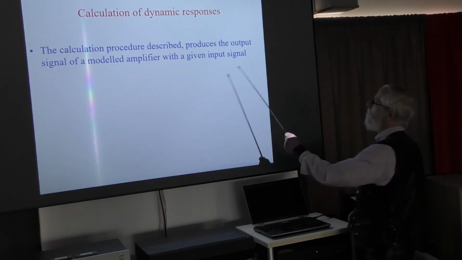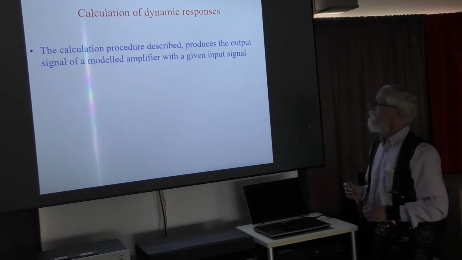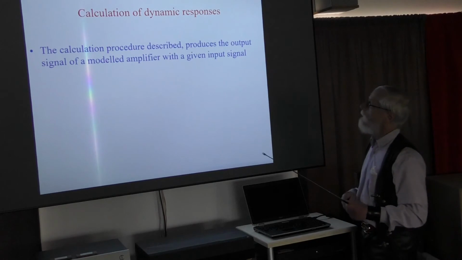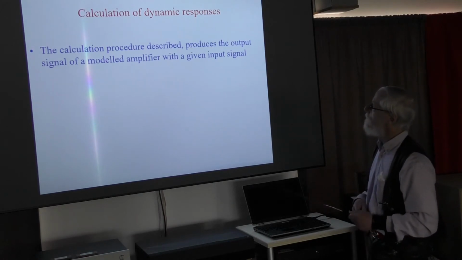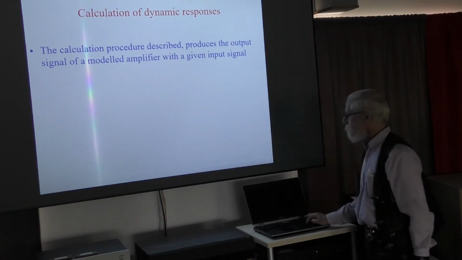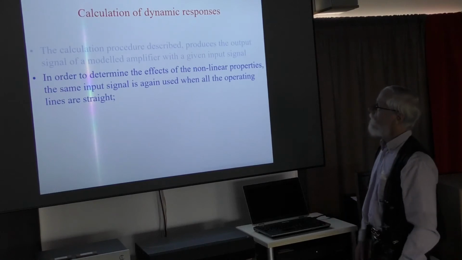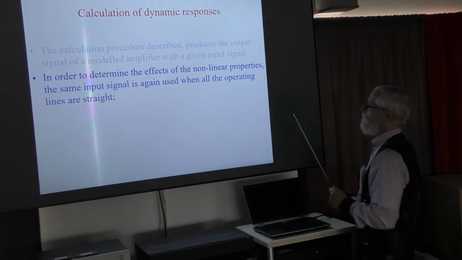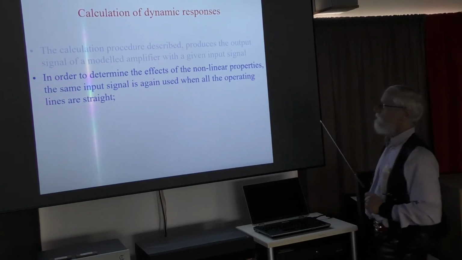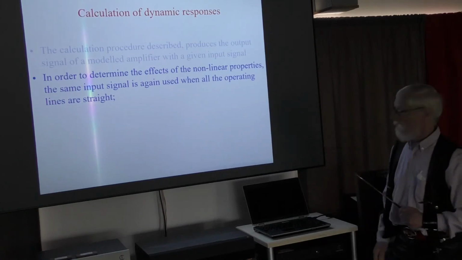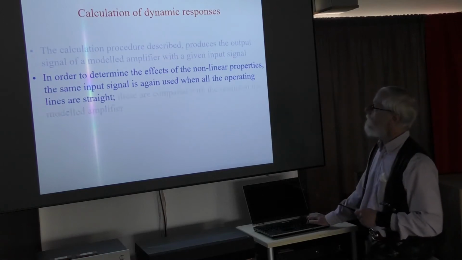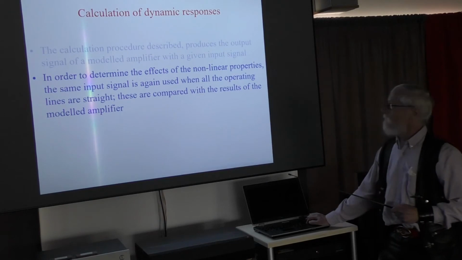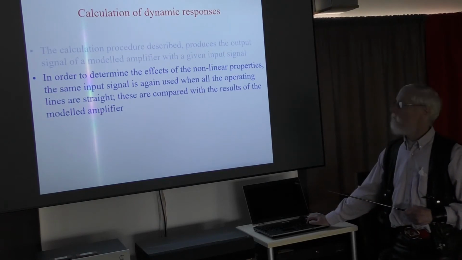It produces the output signal of a modeled amplifier. Basically, it consists of the operating lines of the different stages and the low-pass filter, with a given input signal. And in order to determine the effect of the nonlinear properties, the same input signal is used again, and then all the operating lines are taken straight. You can do it in a computer, it cannot be done in reality. When you compare the two, you see the results of the non-ideal behavior of the amplifier.